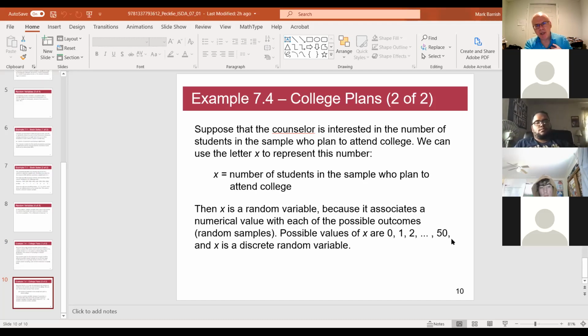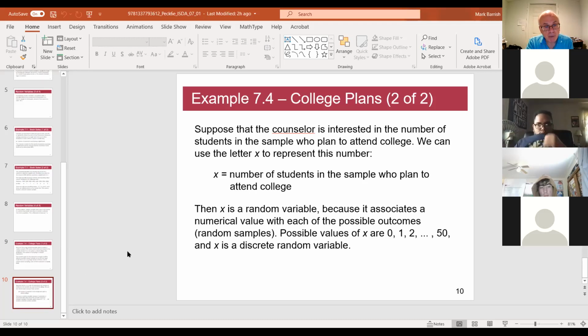Now you might say, well, wait a minute, I did the sample, I know the answer. No, this is the probability before you do the sample. You're planning the sample, you're planning to ask 50 people. You haven't chosen those 50 people yet. Okay. And you want to know the probability. You want to list all the possible numbers of students who could plan to attend college. So it could be 0. In other words, all 50 of them say no, and it could run all the way up to 50 saying yes.